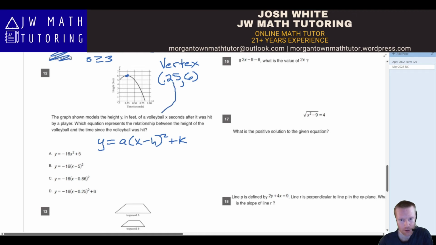So all you're doing is just taking this form and replacing the h value with 0.25 and the k value with positive 6. And that's it. Answer is going to be letter D.